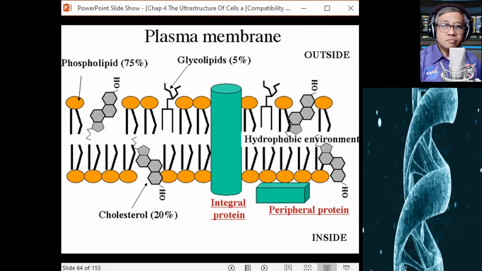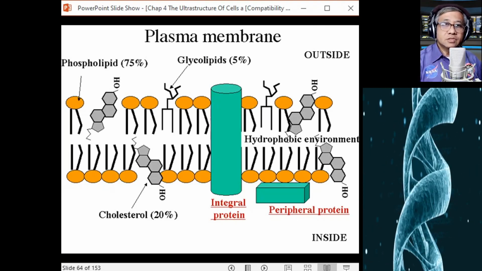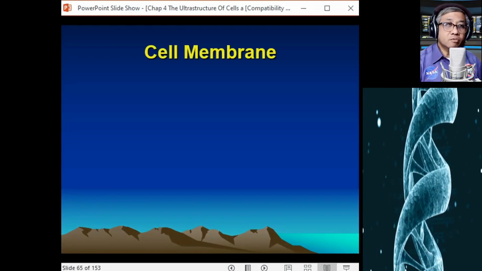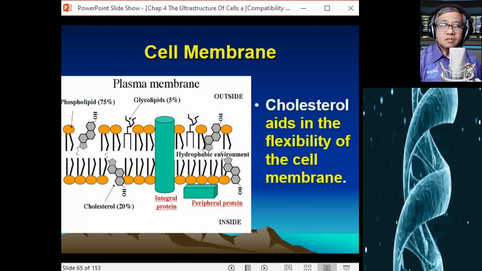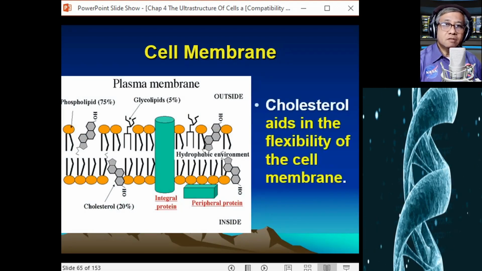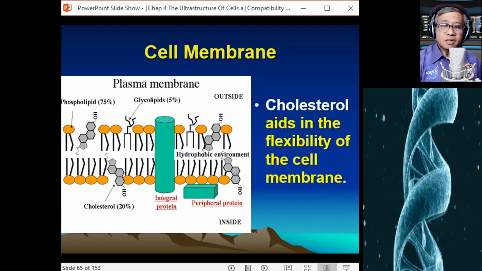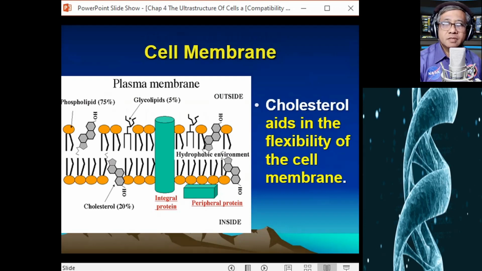20% of the plasma membrane are cholesterol molecules. So what's the function of cholesterol? Cholesterol, being 20% of the plasma membrane, basically aids in the flexibility of the cell membrane. So that's the function of cholesterol, that it aids in the flexibility of the plasma membrane.